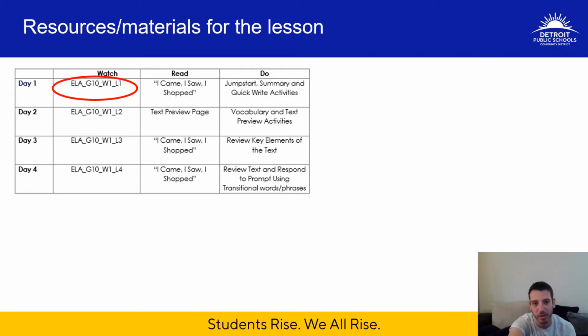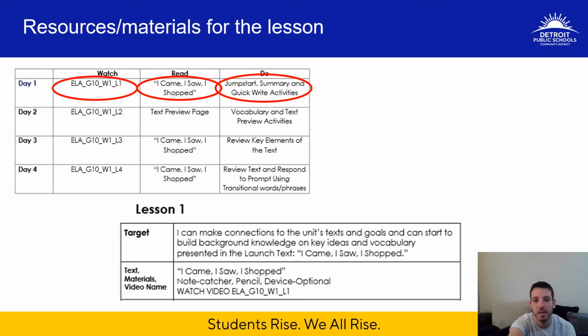So this is the video you're going to be looking for, which is also linked with a QR code. It's then going to tell you the text that you're reading, so you want to make sure you're finding this specific text. And it's also going to tell you the activities you have to complete, which have corresponding materials for each of the activities. Then if you go down a little bit further to the actual lesson, you're going to see the materials listed again right here, and that's exactly the same thing that was listed above.